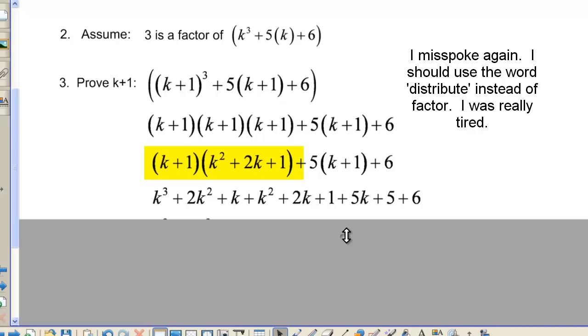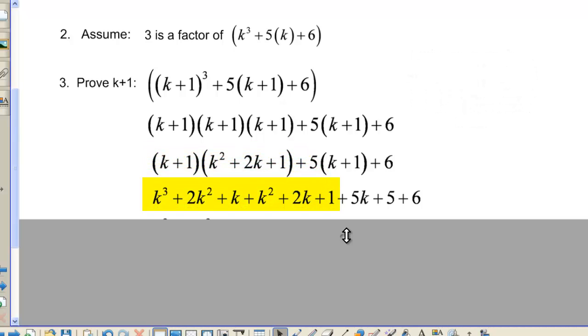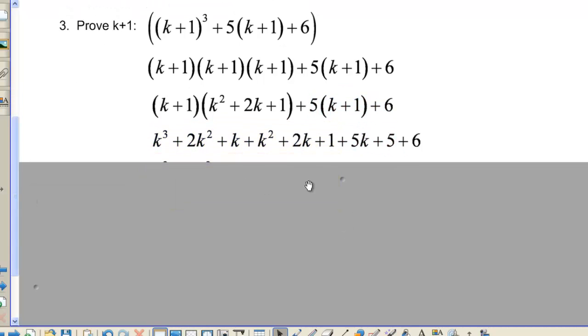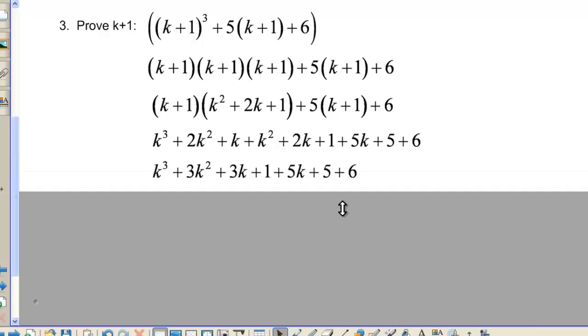And then when I distribute, I get k cubed plus 2k squared plus k squared plus 2k plus 1. When I distribute the 5 over the k plus 1, I get 5k plus 5, carry down my 6. And again, you could have used binomial theorem to expand it, but you should get k cubed plus 3k squared plus 3k plus 1 plus 5k plus 5 plus 6.